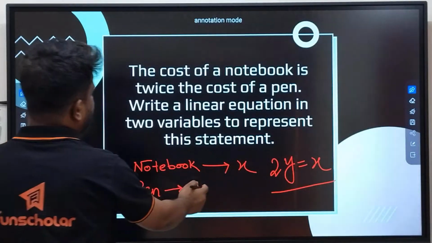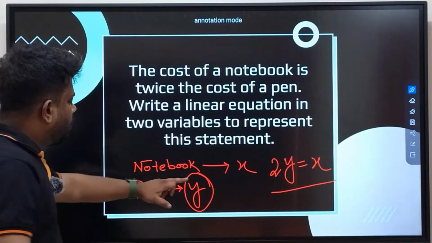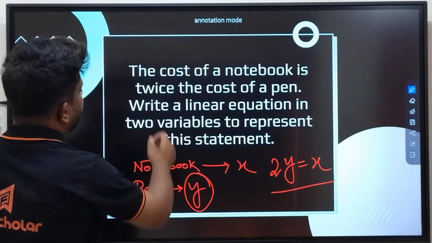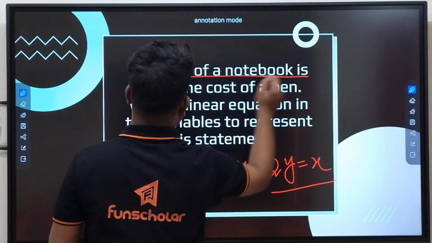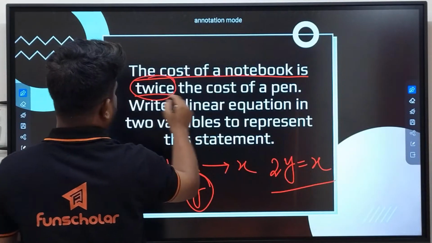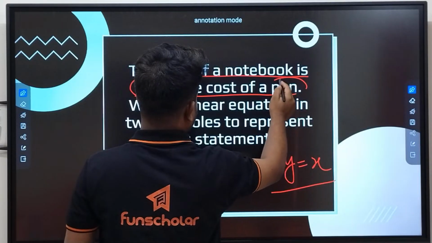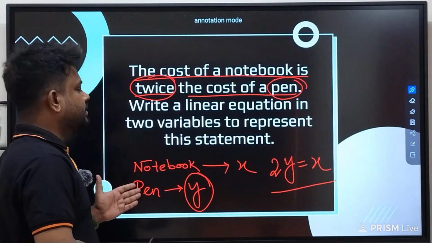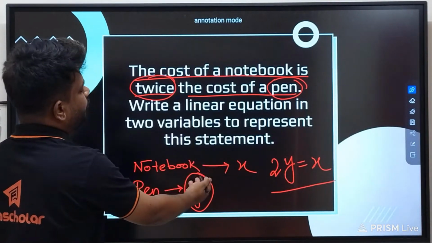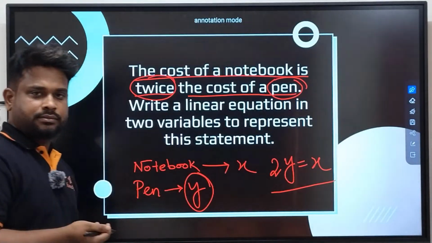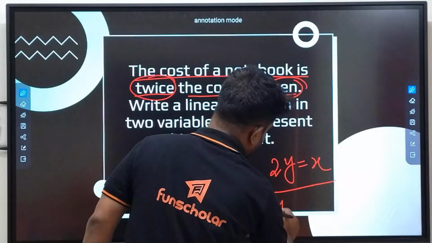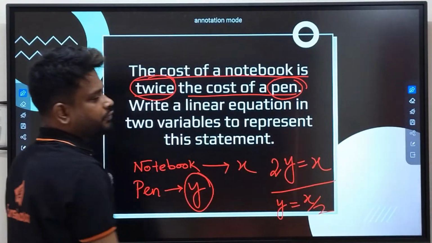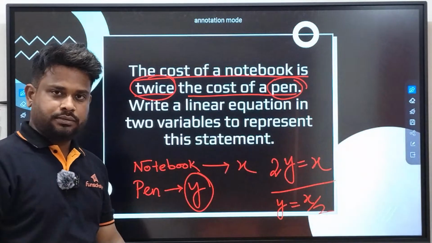Similarly, if I let the cost of a pen be y rupees and the cost of a notebook be x rupees, by this statement the cost of a notebook is twice the cost of a pen. So the value of y will be half of x. From this one we can also tell that the value of y will be half of x, if we just change the side of 2, so it will be division on the opposite side, right?